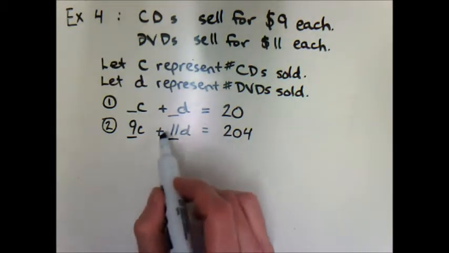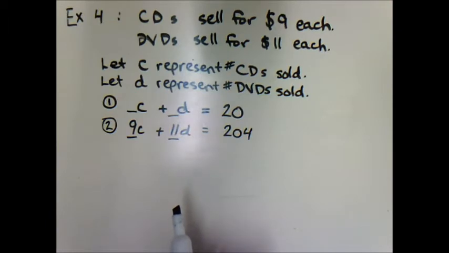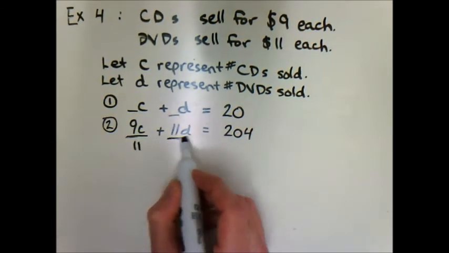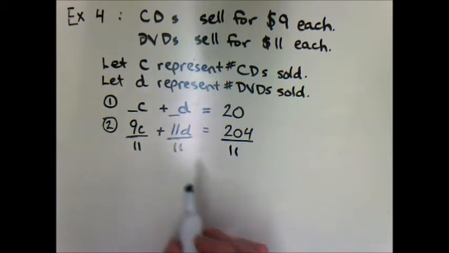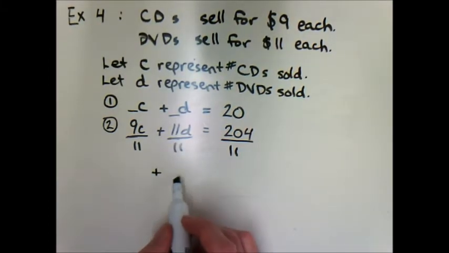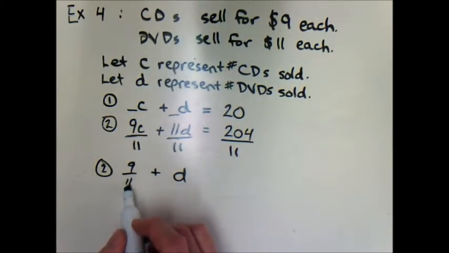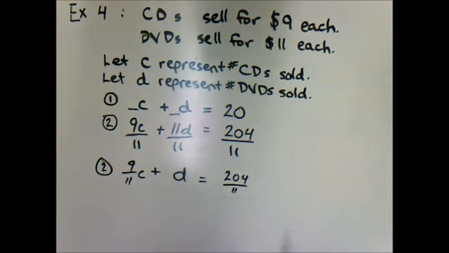This is not addition and subtraction. This is multiplication. I could, but then I would be working with fractions. You're right. I could divide. So what Mel is saying is I could divide this term by 11, this term by 11, this term by 11. And then I would get an equation that has 1D. Equation 2 would then have 1D. This would be 9 over 11C. And this would be whatever 204 divided by 11 is. Okay? We could do that. And that would work.